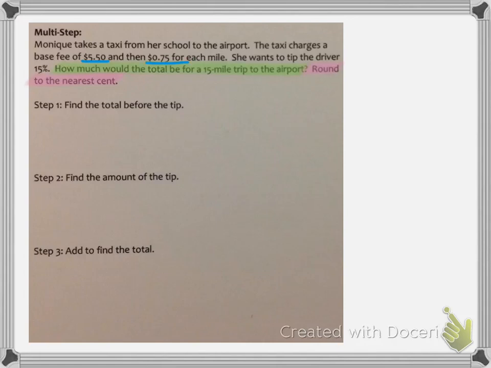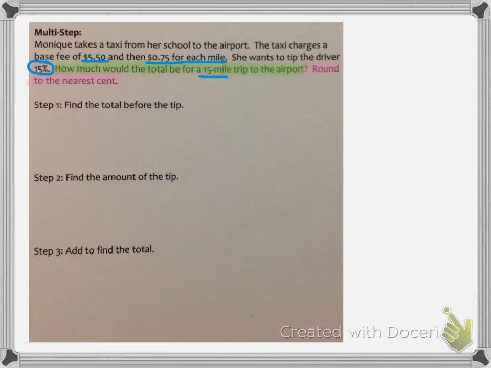And then it says 75 cents for each mile. I think we're going to need that. She wants to tip the driver 15%. I think we'll need that as well, because we want to know how much would the total be for a 15-mile trip. So we have to break this down into several steps. And our first step is to find the total before the tip.